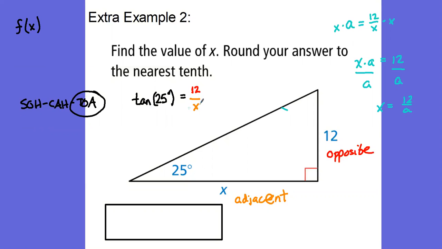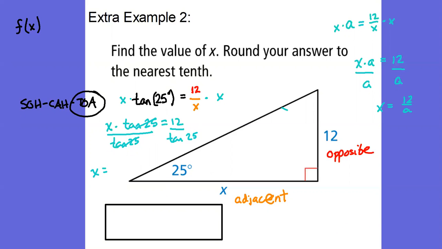Same idea over here when we solve for x. We're going to multiply both sides by x. So x times the tangent of 25 is equal to 12. And then I need to divide both sides by this value, the tangent of 25. So these go together. Divide that side by the tangent of 25, and divide that side by the tangent of 25. This cancels out. And my x is equal to whatever 12 divided by the tangent of 25 is.